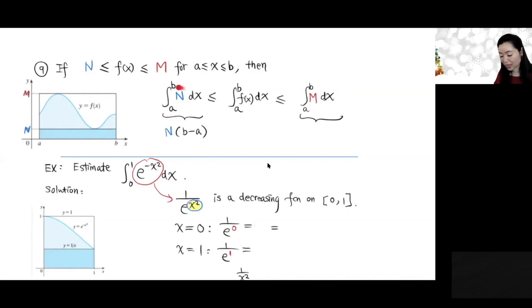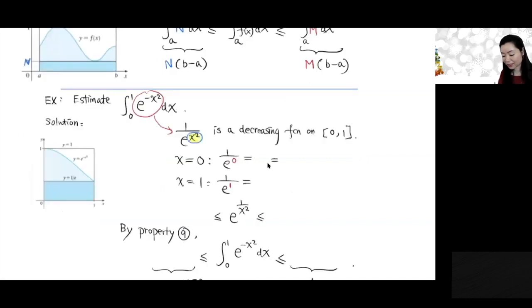It's this constant times the length of the interval, which is b minus a. So n times b minus a. This one over here, similarly, is m times b minus a. So this integral is going to be greater than or equal to the lower bound times b minus a, and less than or equal to this upper bound times b minus a.